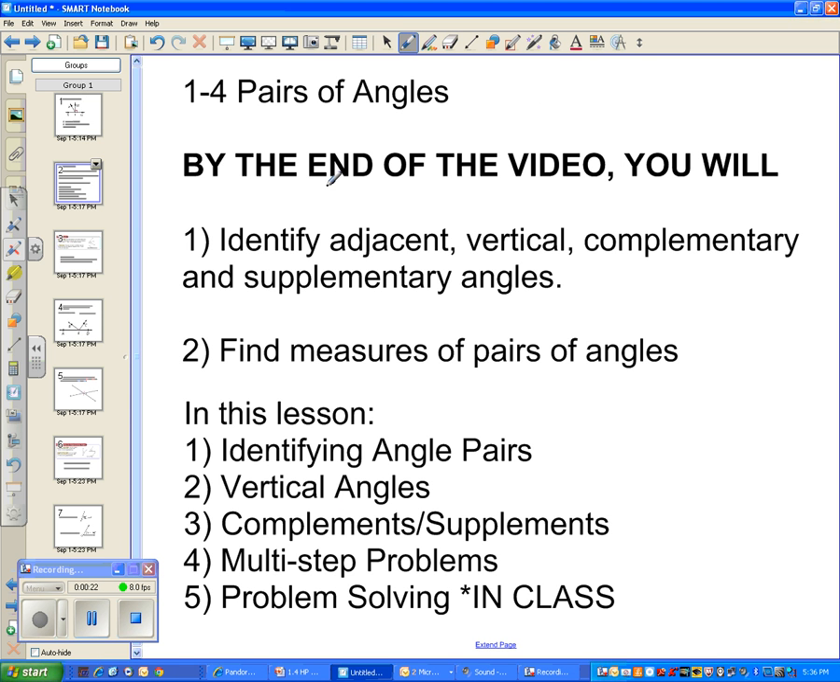Okay, so by the end of the video, we have a lot to do today, fun stuff. We're talking about angles. We're going to identify adjacent, vertical, complementary, and supplementary angles, and we're also going to find measures of pairs of angles. We're going to have a lot to do.